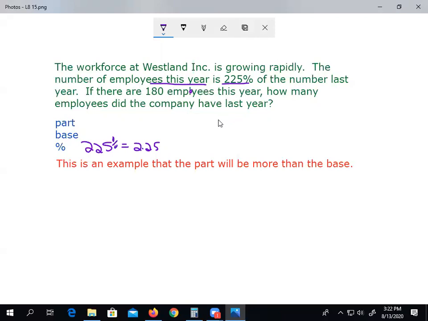One of the things to pick up on is if the percent is over 100%, that means the part is going to have to be bigger than the base. So based on the way I'm reading it, the 225% is going with this year. So that means the part is going to be the 180. And what we don't know is the base. Sometimes you may have to do the math more than once, because the part's got to be bigger than the base because of the 225%.